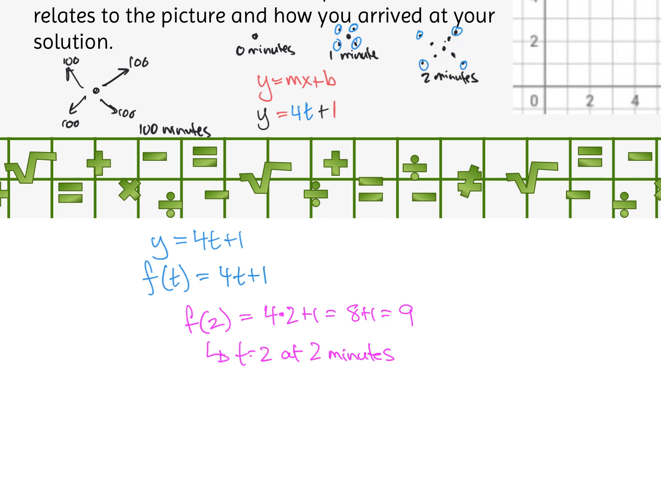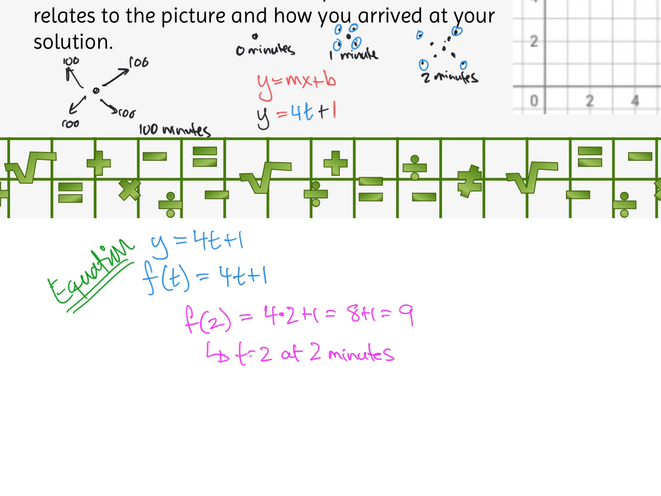Okay, so let's try it one more time. We have 1 in the middle, 2, 3, 4, 5, 6, 7, 8, 9. So notice at 2 minutes, I had that 9. So this is what the equation is. You probably want to write this somewhere, but this is our equation, and it's a function of t. And we can put whatever time frame we have into this equation and know how many dots we're going to have.